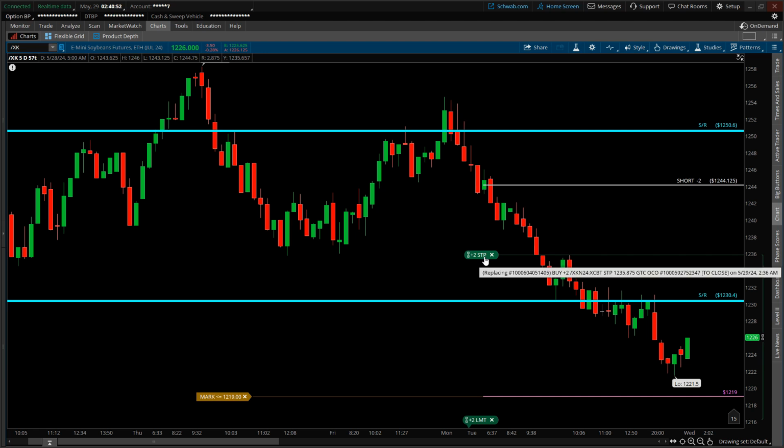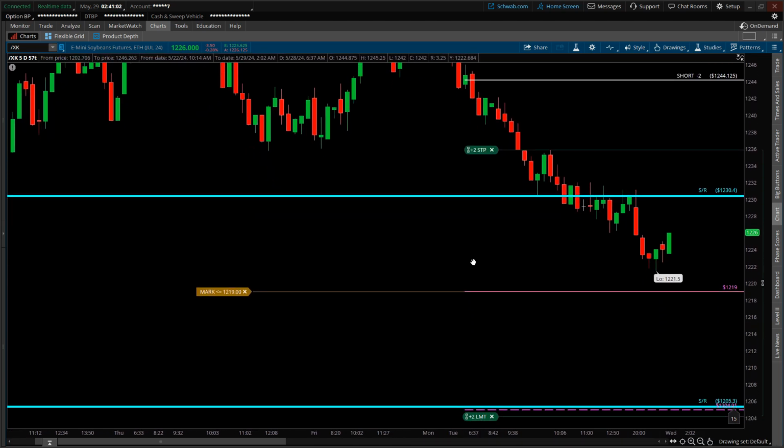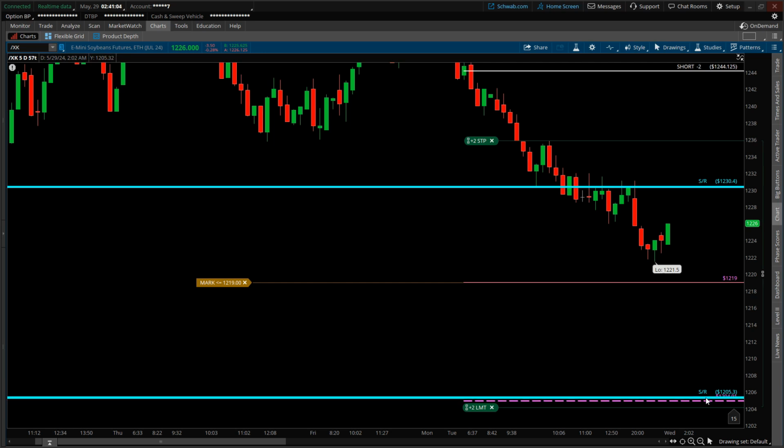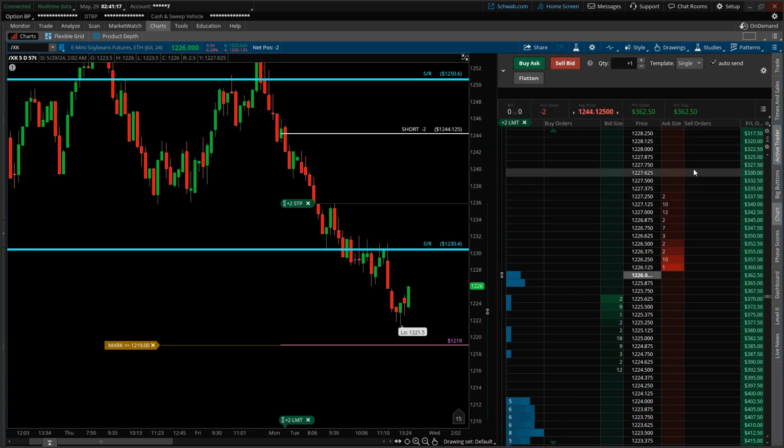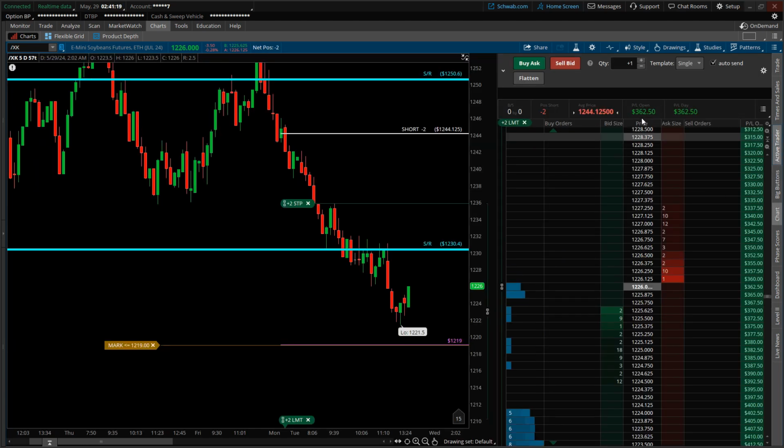So my stop is sitting right here at 1235.87, as well as I walked my limit order lower as well to another area that I had marked up as another reasonable support level. This is just an alarm to notify me if price does break below my initial take profit target here. But in any case, opening up active trader, the trade is up $362.